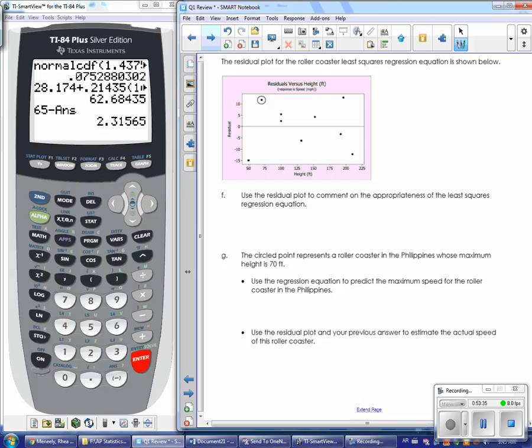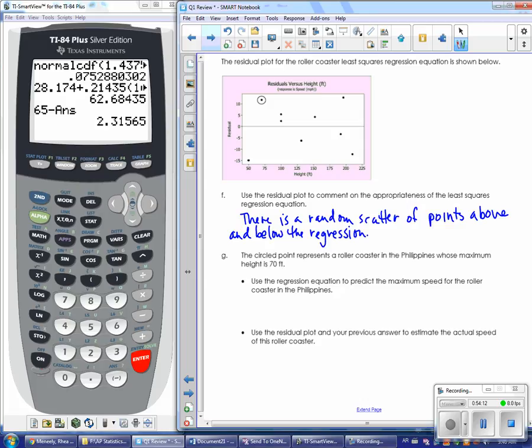So this is the residual plot for the roller coaster's least squares regression equation. In letter F, it says to use the residual plot to comment on the appropriateness of the least squares regression equation. I think we can see that there's a random scatter of points above and below the regression line. There's no pattern, there's no curve, so that's a good sign.